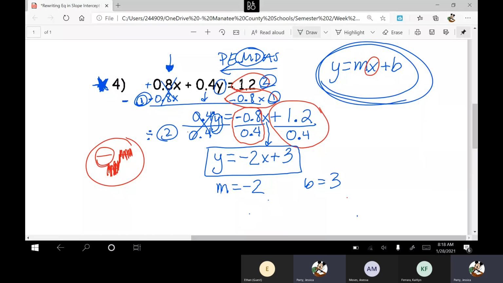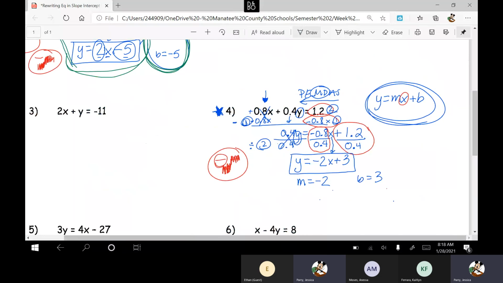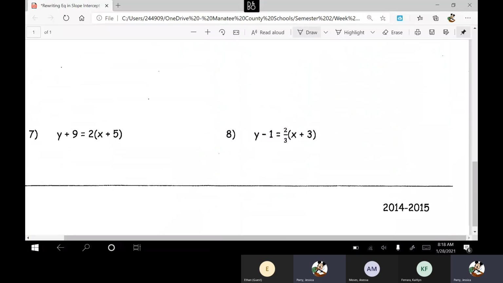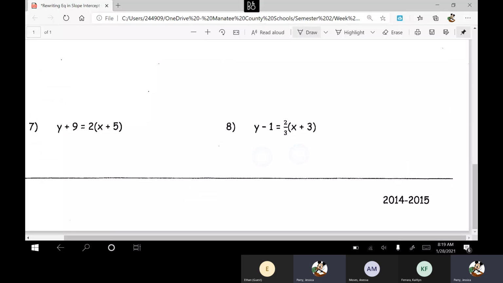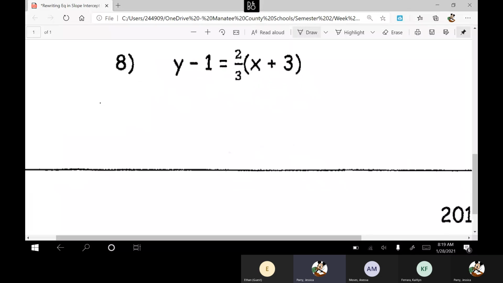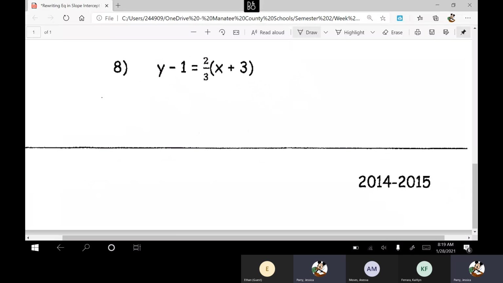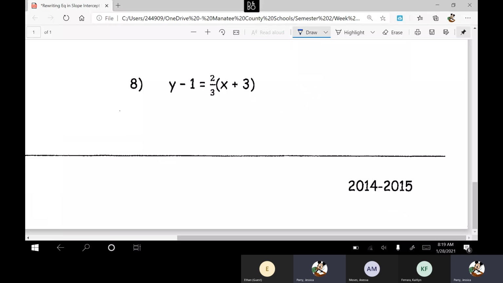I'm hoping maybe one more. We'll see how you guys feel after that. Last question we'll do here together. Number 8. So I'm going to help you guys out with this last little section here. Remember, we wanted to say y = mx + b.